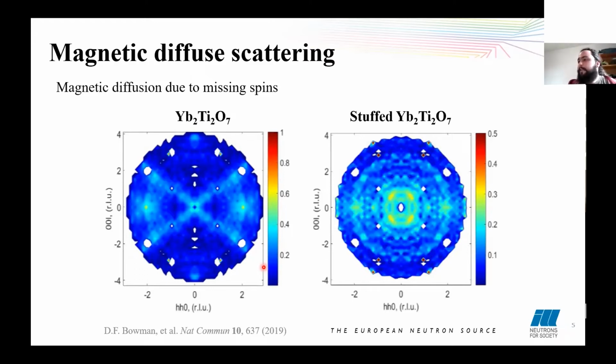This particular example here is for the presence of missing spins, or simply the reduction of the momentum of spin. So terbium is the magnetic ion, the one that has spin. And if we go to the stuffed case, which for this particular system, stuffing means removing oxygens, and the effect of removing an oxygen is reducing the momentum of the terbium. You can see we have a huge amount more of magnetic diffuse scattering.